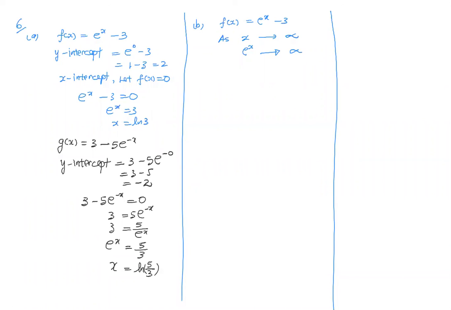So what happened to f(x), which is e to the power x minus 3? I have $1 trillion. I give you $3. Does it make any difference? No. No. So there's no boundary here.